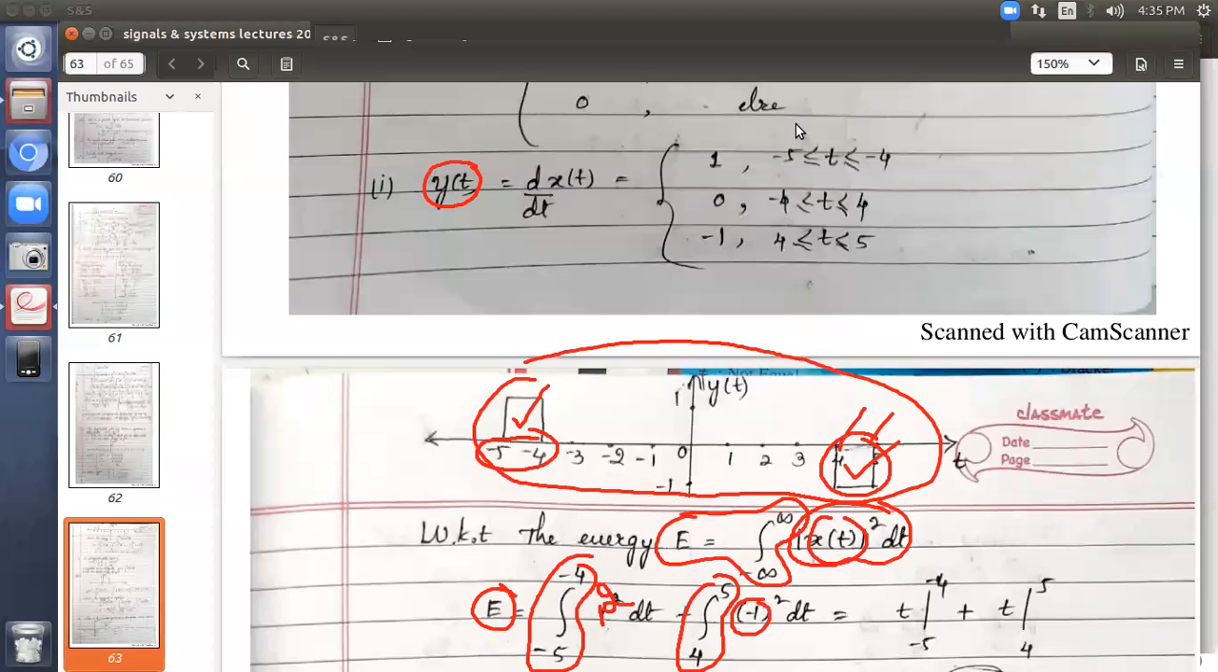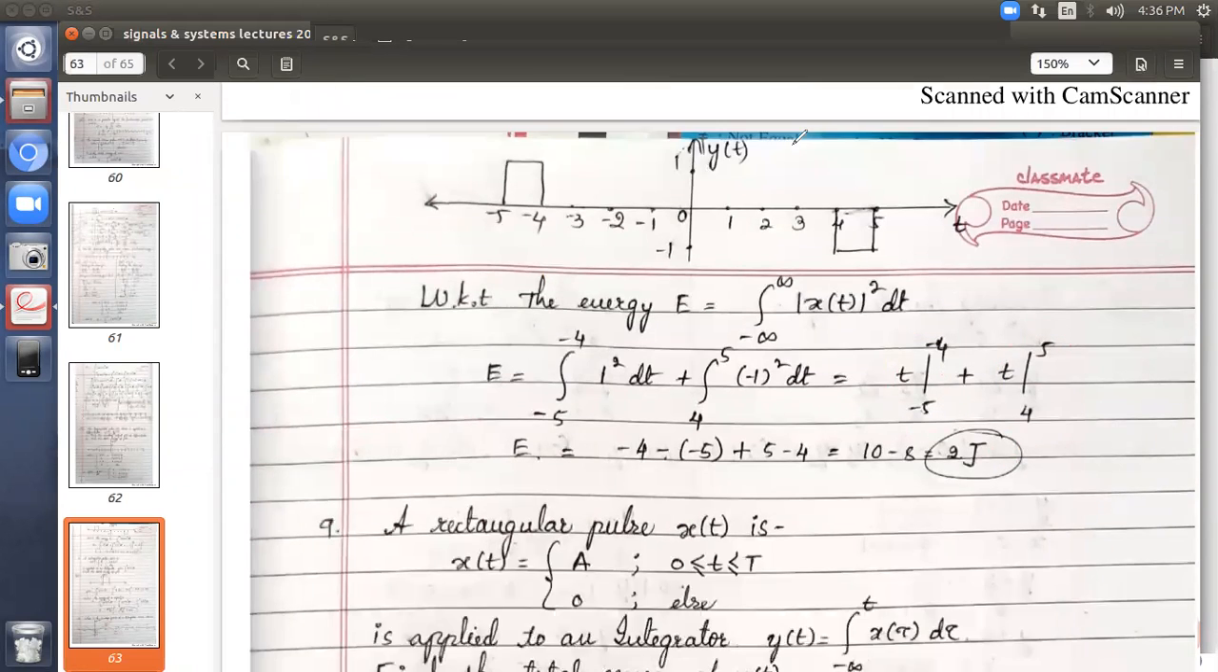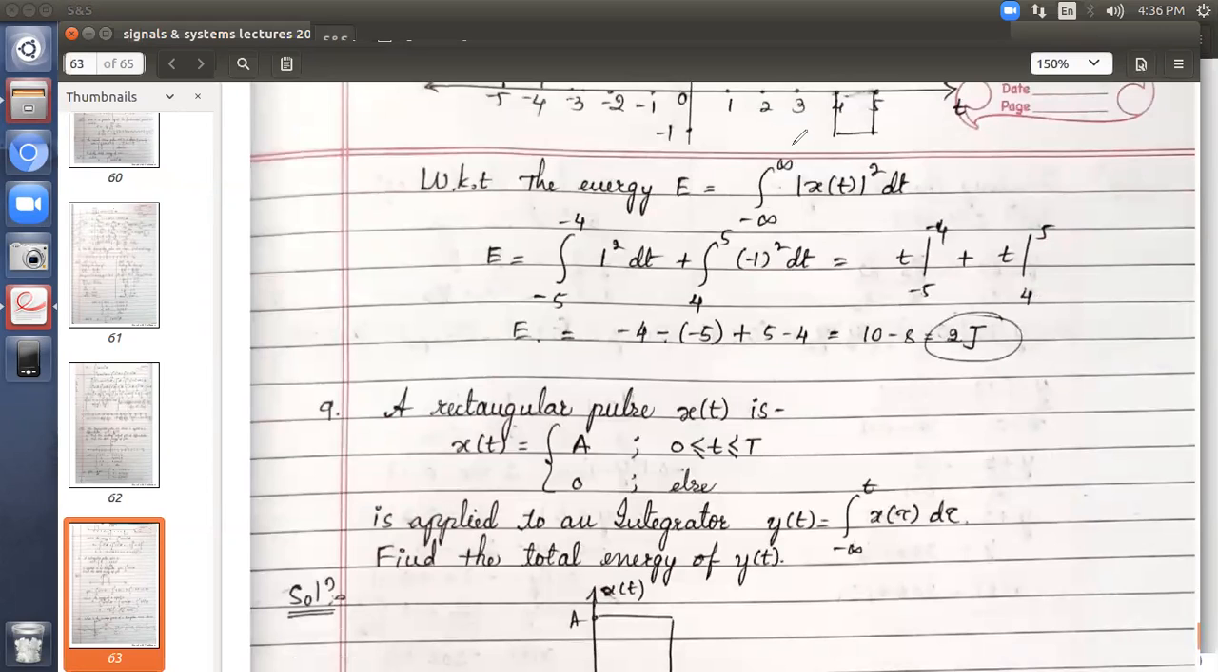So simplify this, apply the integration. Integration of 1 is t, and apply the limits. Integration of -1 square, again it is 1. Integration of dt is t. Apply the limits. If I solve this, I'll get 2 joules. This is an exam question paper problem as well as an exercise problem. Okay, this is a repeated question, I guess.